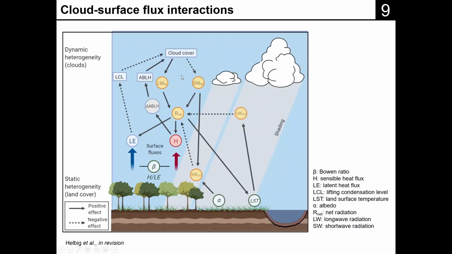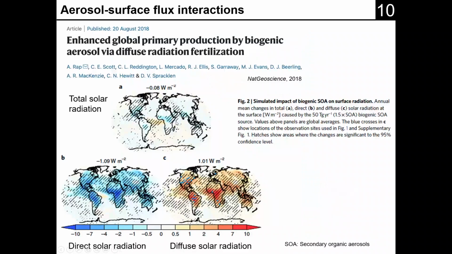And once these clouds develop, you will have impacts on the radiation balance. So these are all the yellow circles here: shortwave, but also longwave radiation feeds back to net radiation and then to things like land surface temperatures, but also, as we've seen, diffuse and direct radiation, which is important for photosynthesis. Now, another topic that will be addressed in this workshop is aerosol dynamics.